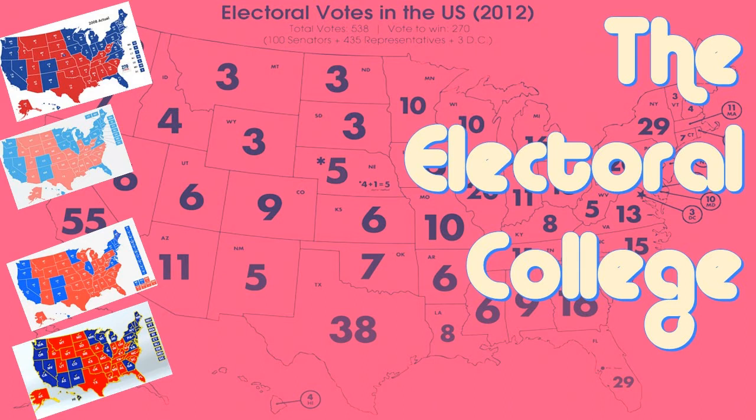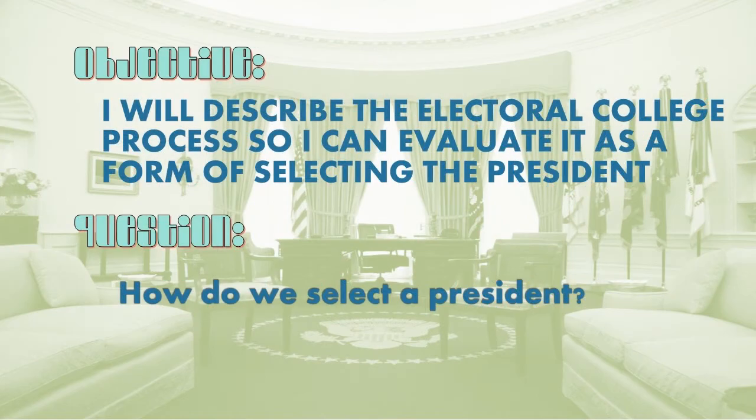What we see here is a map of the Electoral College as it stood from 2010 to 2020. We'll talk about how those numbers get adjusted every year, but it shows how many electoral votes each state is worth. What we want to do today, our objective, we want to describe the Electoral College process.